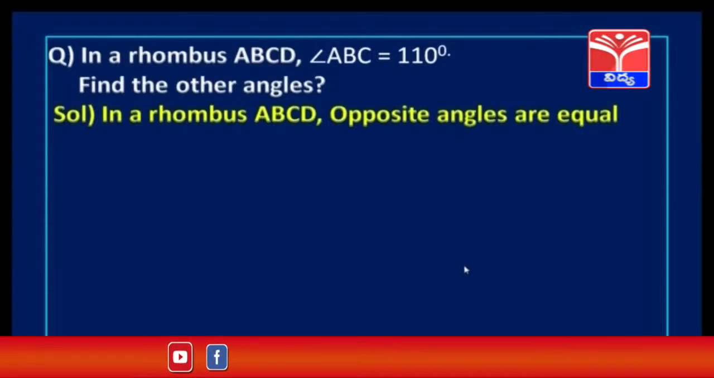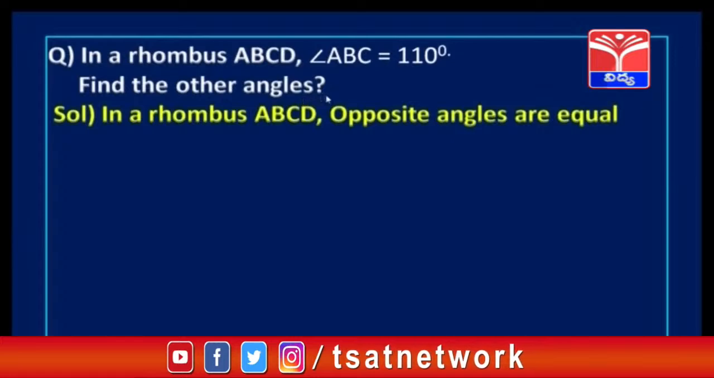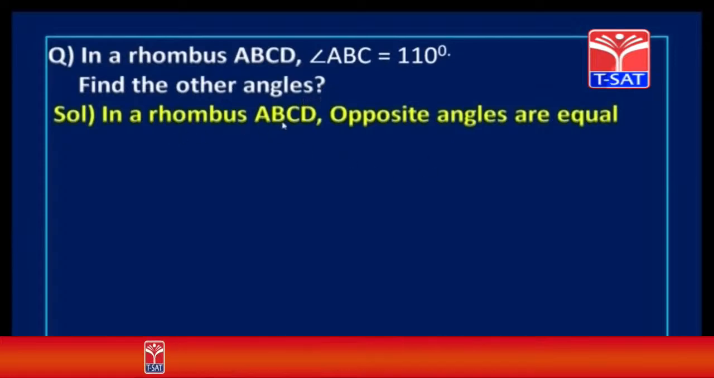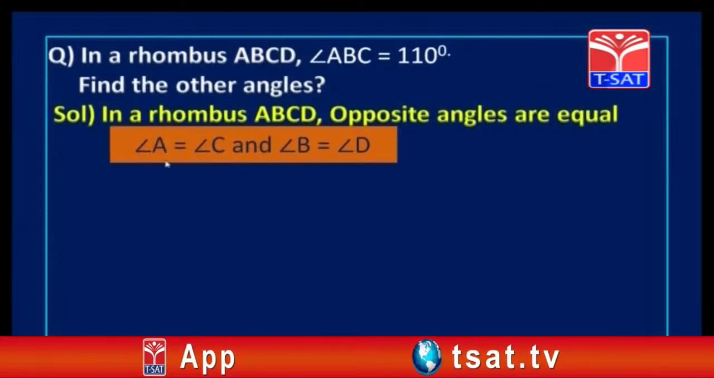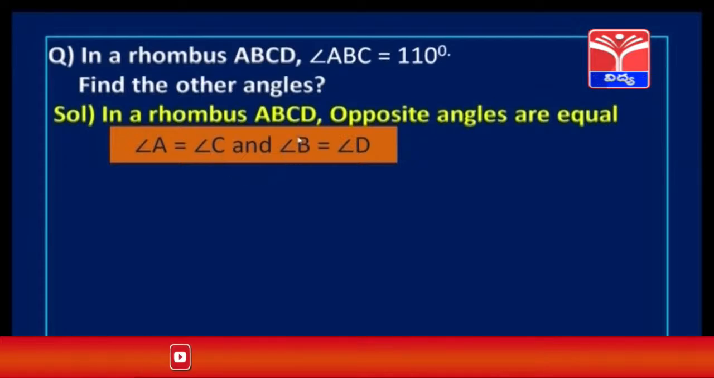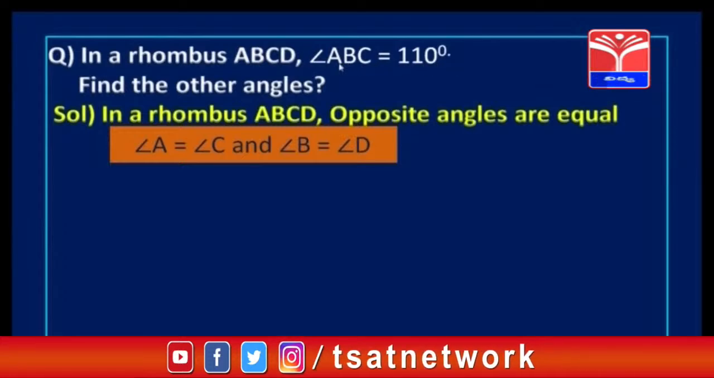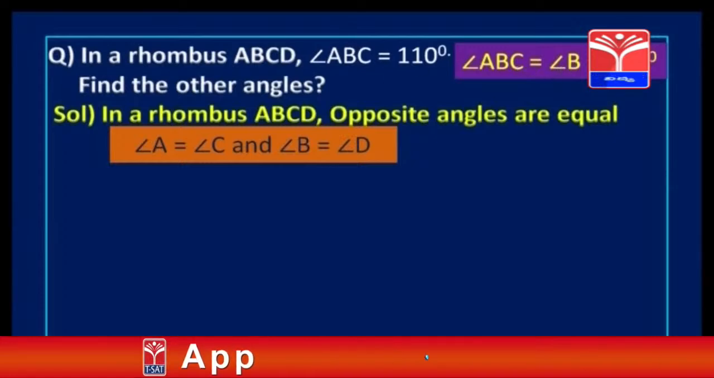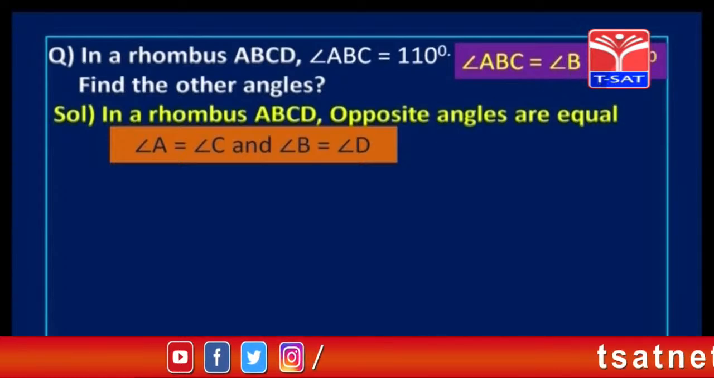In a rhombus ABCD, angle ABC equal to 110 degrees, find the other angles. So what I am doing children here? Yes, in a rhombus ABCD, you know that opposite angles are equal. So I can say angle A equal to angle C and angle B equal to angle D. Here they have given angle ABC. Children, here angle ABC we can take B. So I can say that angle B is given as 110 degrees. So angle ABC can be taken as angle B because you have to look at the center. Center is B. So I am calling it as angle B, which is equal to 110 degrees.